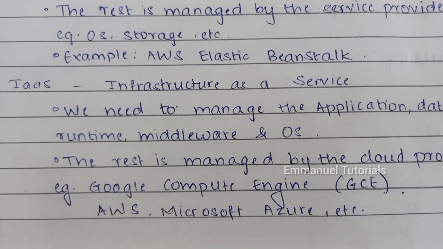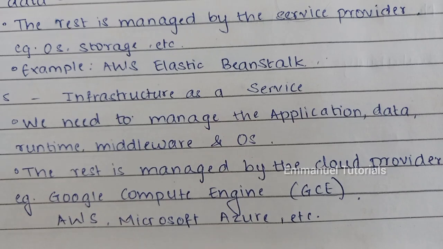Now the next one is infrastructure as a service. So under infrastructure as a service, there are some additional responsibilities that come up with the service user. For example, we saw under platform as a service that it is the user's responsibility to manage the application and the data. And in case of infrastructure as a service, in addition to the application and data, the service user also needs to manage the runtime, the middleware and the operating system.